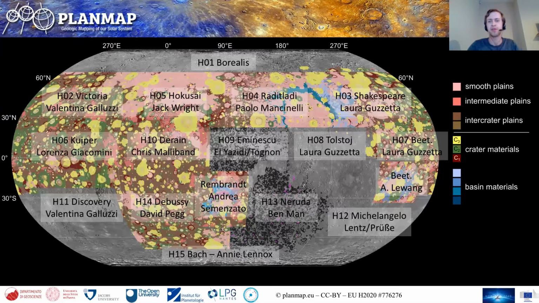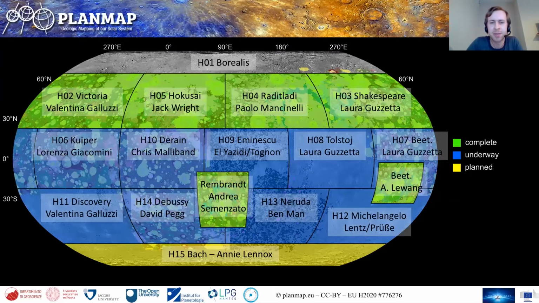So let me move on to the next bit. The next slide, please. So yes, that's just showing you the progress. The mid-latitude ones are all done, and I wasn't able to get shapefiles for Tolstoy or Michelangelo in time, but those ones are getting there as well. And there are specialist maps of Beethoven and Rembrandt that are also complete and awaiting publication as well. And Annie Lennox will start mapping back very shortly. So moving on to the next slide.